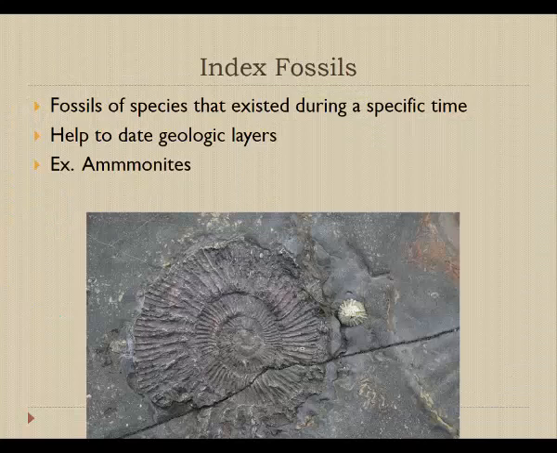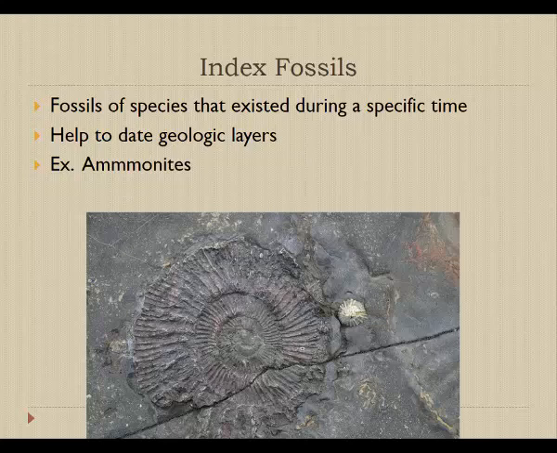In particular, there are types of fossils that we call index fossils, and these are fossils that are somewhat easily recognizable and that we know only existed during a very specific period of time. We also talked about index minerals in the case of metamorphic rocks, and these work in a fairly similar way. So the idea is if we see them in a particular layer, then we know that that layer could have only formed during a certain geologic time.